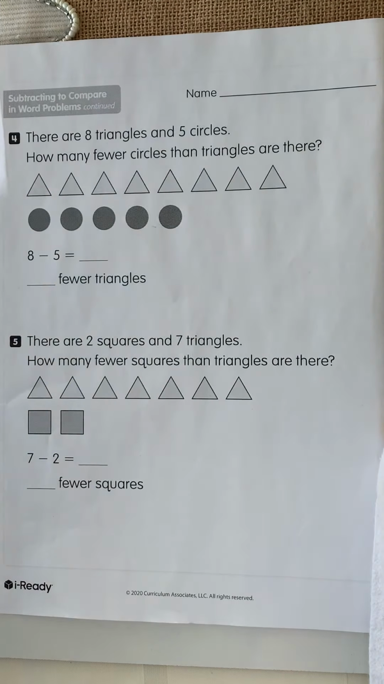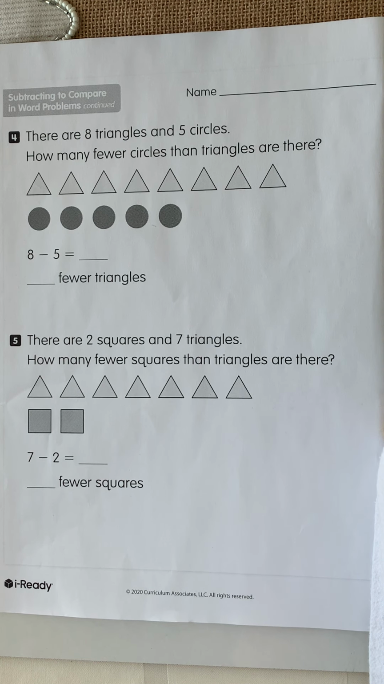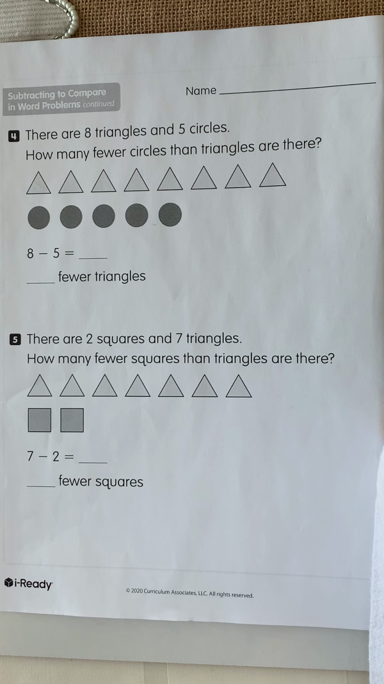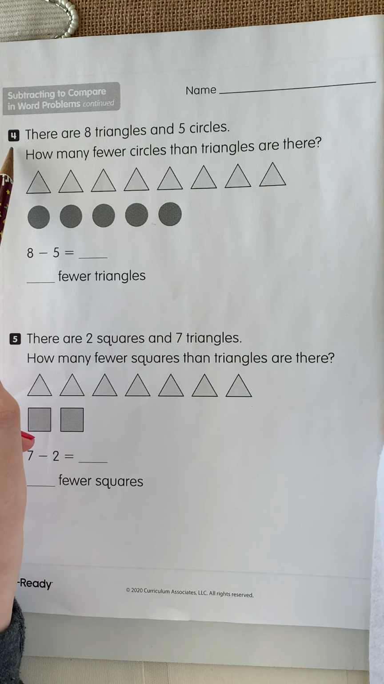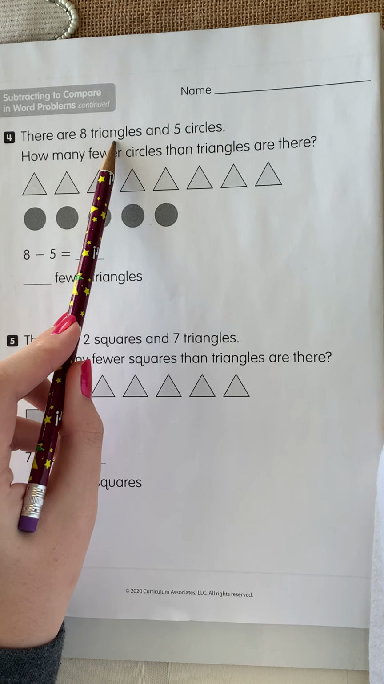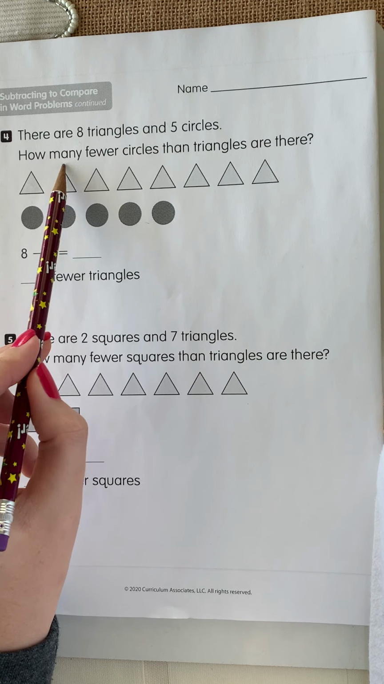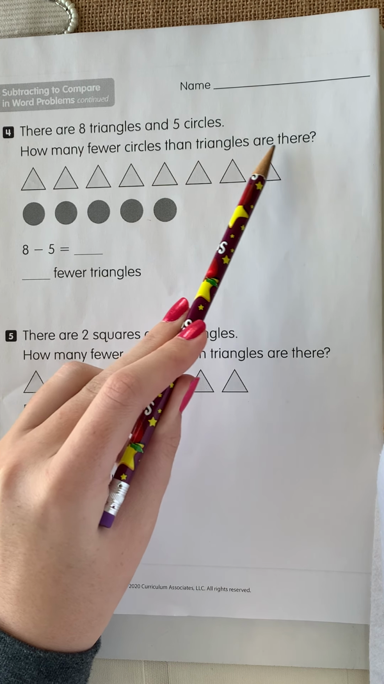For today's video or today's work, we are going to continue to work on word problems, and the word problems will still use subtracting in order to compare. I'm going to pick up with number 4 today. It says, there are 8 triangles and 5 circles. How many fewer circles than triangles are there?